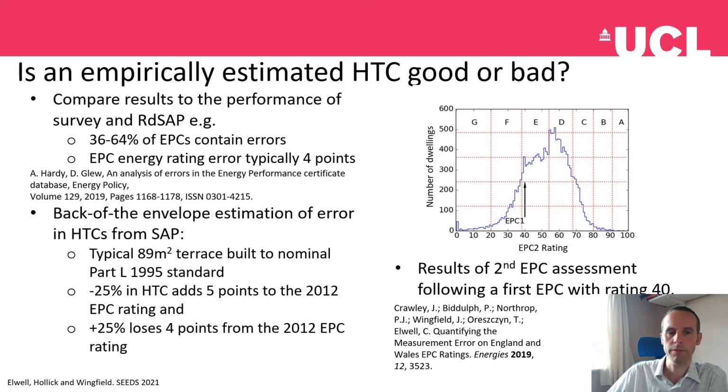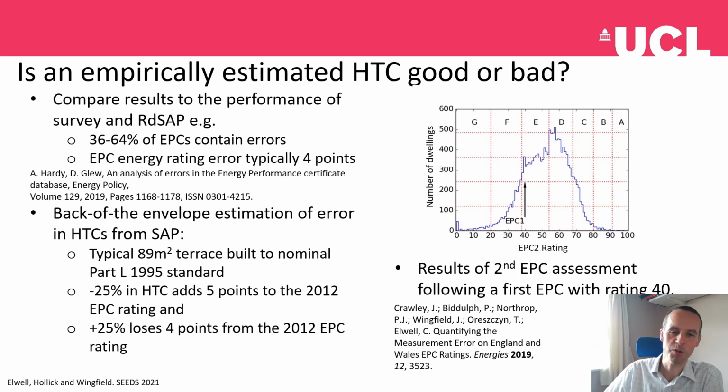Well, I wanted to give a little bit of hope here because it sounds like empirical estimates of HDC are all bad. And so I've just got 2 studies here that I think show the advantages that they can have. The first is a nice study by Leeds Beckett that estimated that 36 to 64% of EPCs contain errors, and that those are typically around 4 points.